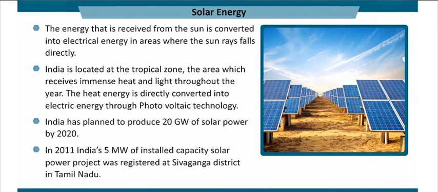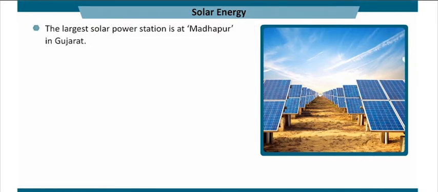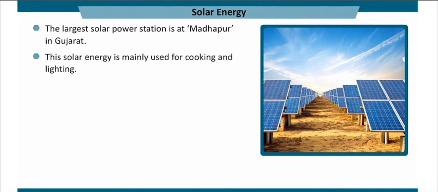In 2011, India's 5 megawatts installed capacity solar power project was registered at Sivaganga district in Tamil Nadu. The largest solar power station is at Madhapur in Gujarat. This solar energy is mainly used for cooking and lighting.